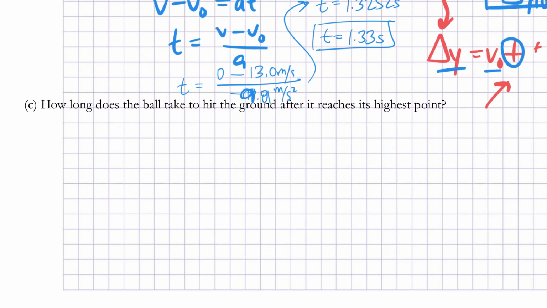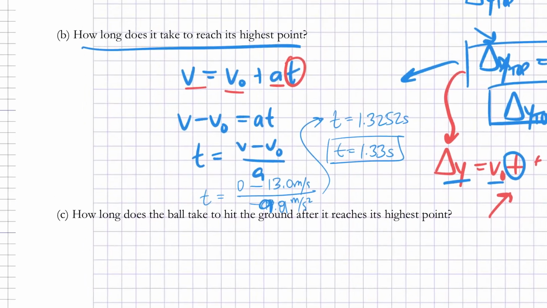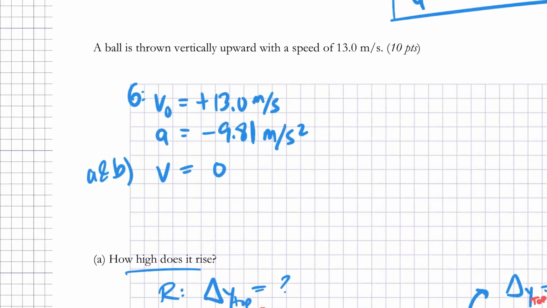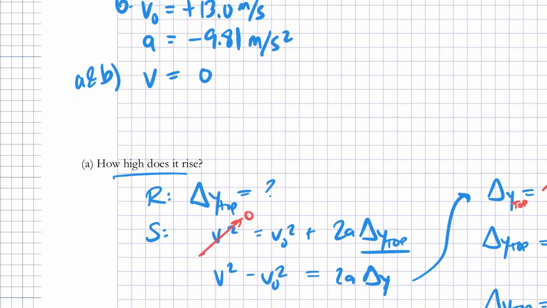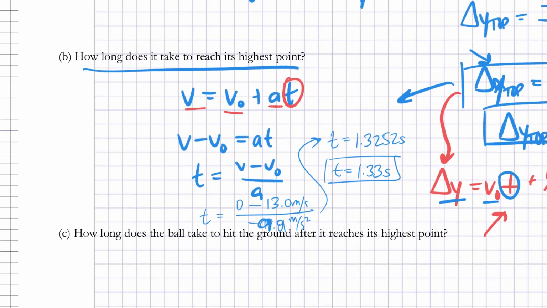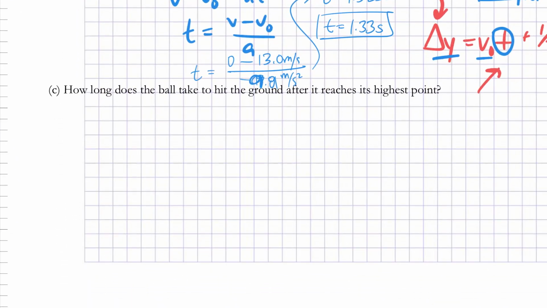How long does the ball take to hit the ground after it reaches its highest point? In this case, this is a really easy problem because we can use symmetry. You could do essentially no work at all for this one. You could just copy this answer down. It was just as far up as it is down. So we could say t equals 1.33 seconds by symmetry.